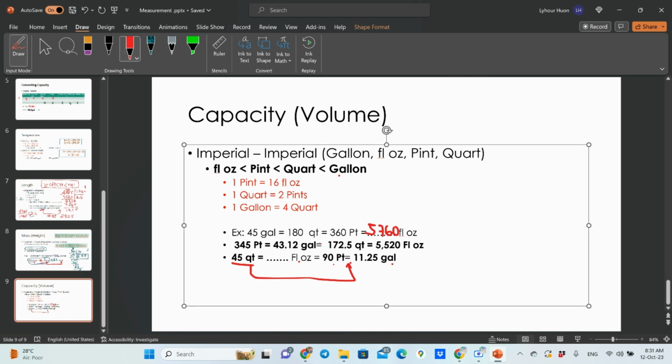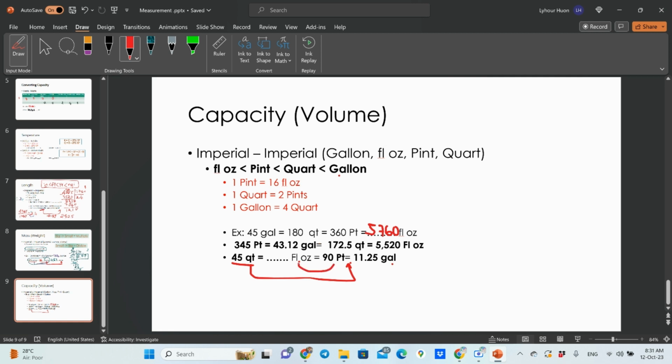No, no, no, multiply. From pint to fluid ounce, right? Now we have the pints, so we need to convert. Oh, from small to big we divide, big to small. From pint to fluid ounce, it's right, I was right before. Okay, so from big to small we multiply.